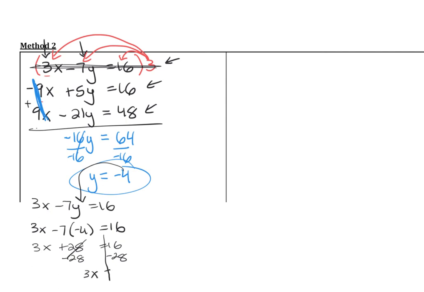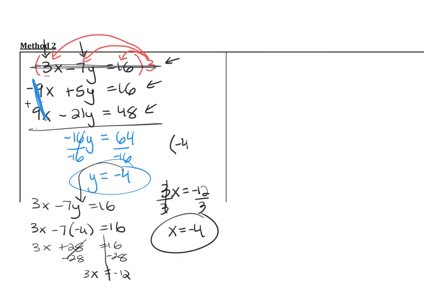So 3x equals negative 12. I'm going to write that up here. So then divide by 3. So x equals negative 4. So these two lines will intersect at the point negative 4, negative 4.